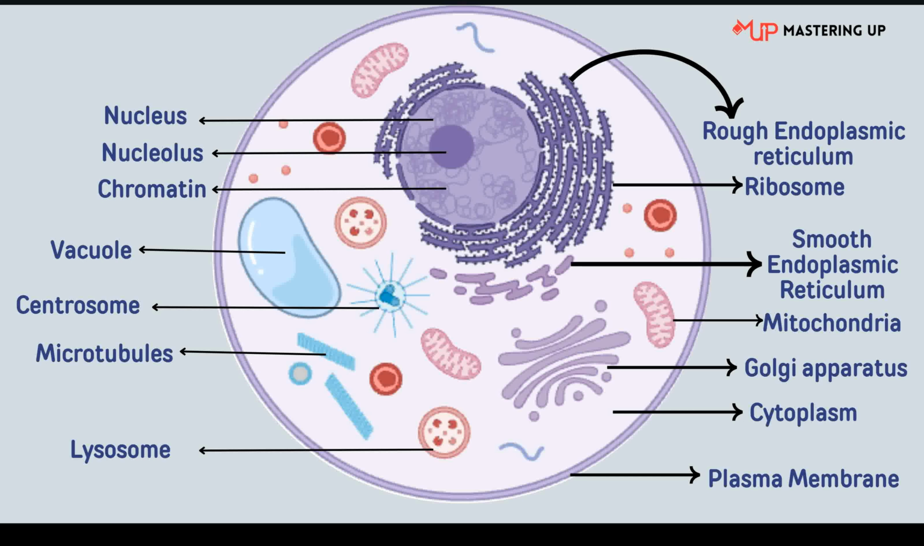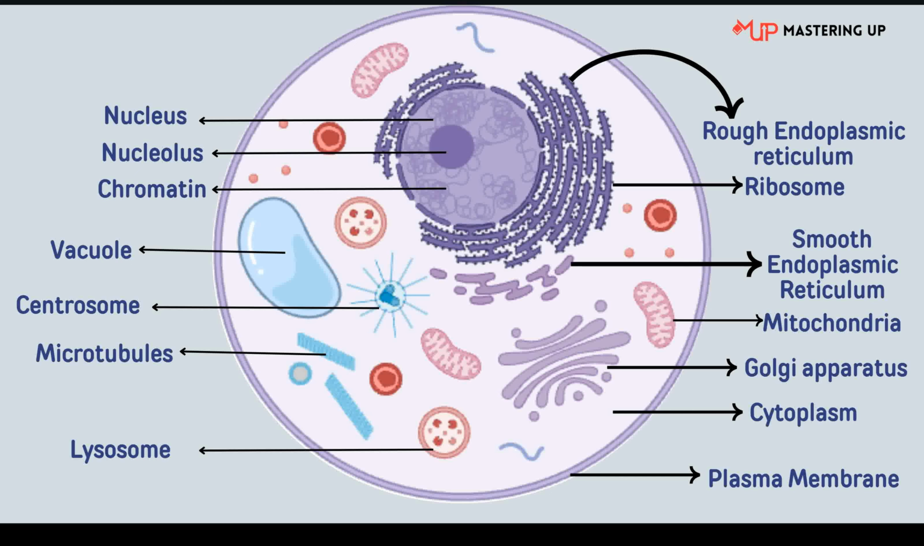Next, we have lysosomes, which are the cell's waste disposal units. The lysosomes contain digestive enzymes that break down waste materials, old organelles, and any foreign substances like bacteria. This recycling process is essential for maintaining the health of the cell as it prevents the building up of debris that could interfere with cellular functions.